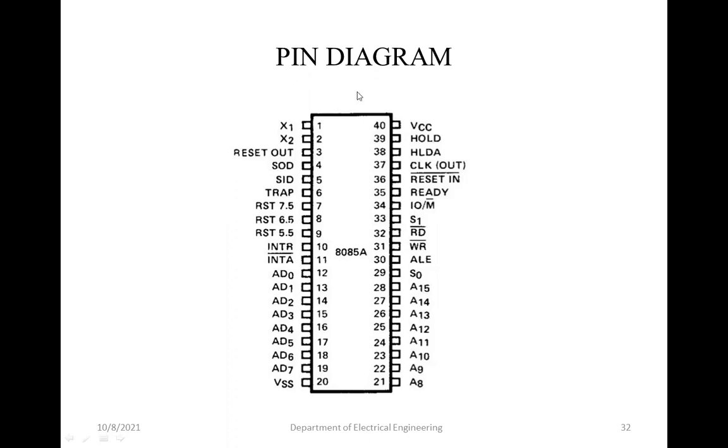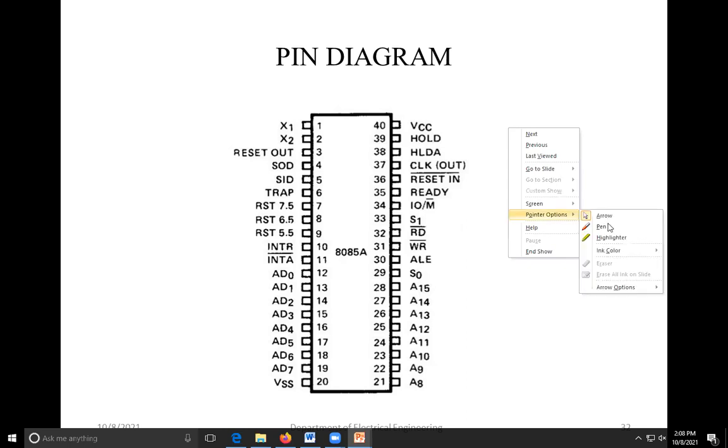So first you should know how many pins are there in 8085. This is a 40 pin IC. Two things must be remembered. First, 8085 is an 8-bit microprocessor, and second, it is a 40 pin IC.